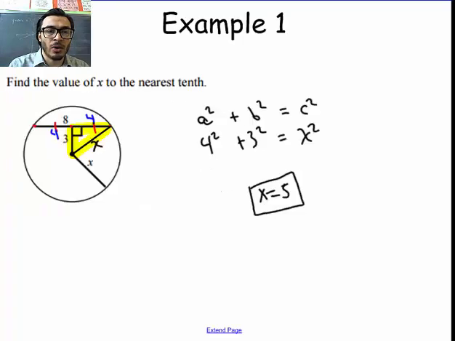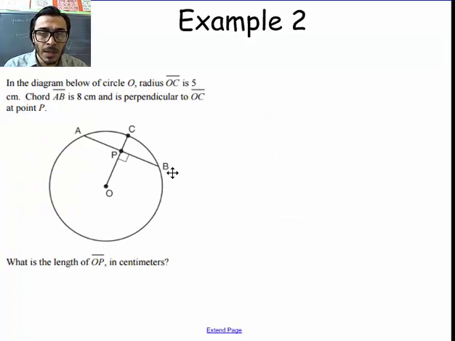And let us now go to example 2. In the diagram below, circle O, radius OC is 5 centimeters, chord AB is 8 centimeters, and is perpendicular to OC at point P. What is the length of OP in centimeters? Let's begin by labeling. So we are told that the radius OC is 5, so that means this whole segment here is 5. We are told chord AB is 8. And when it says 8, it's referring to the whole chord. That's 8.